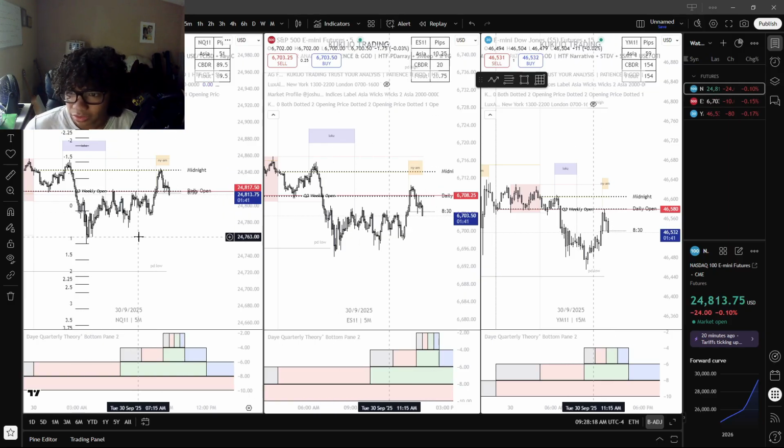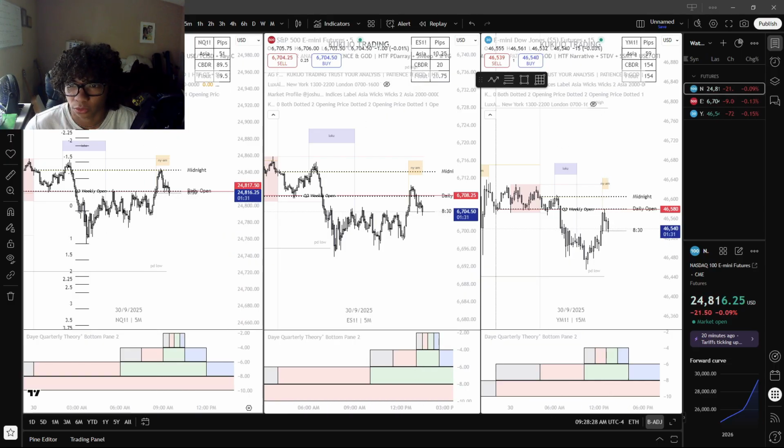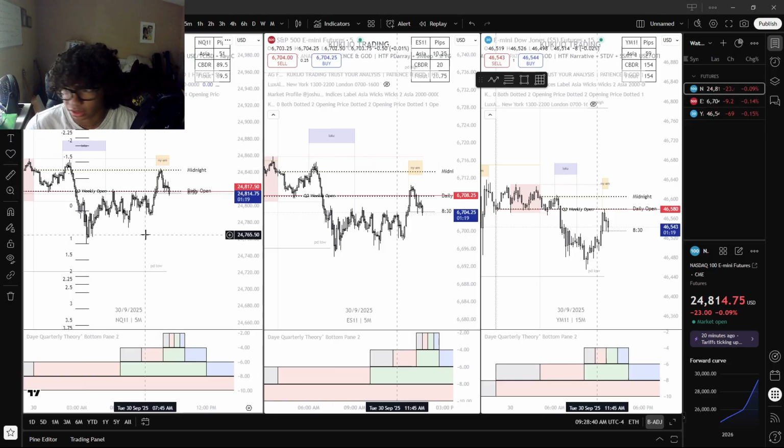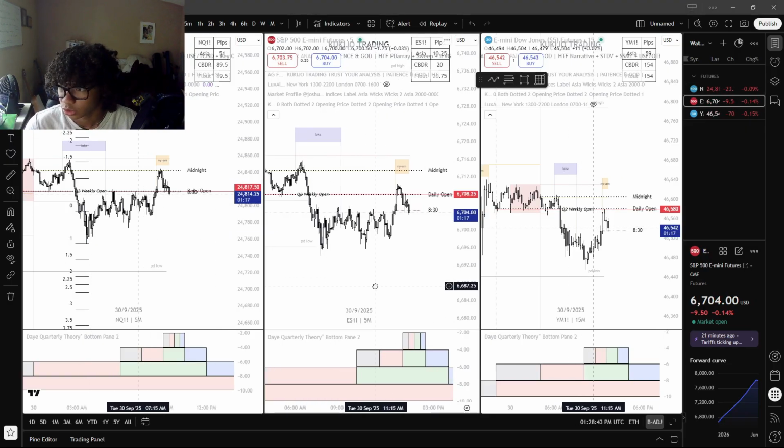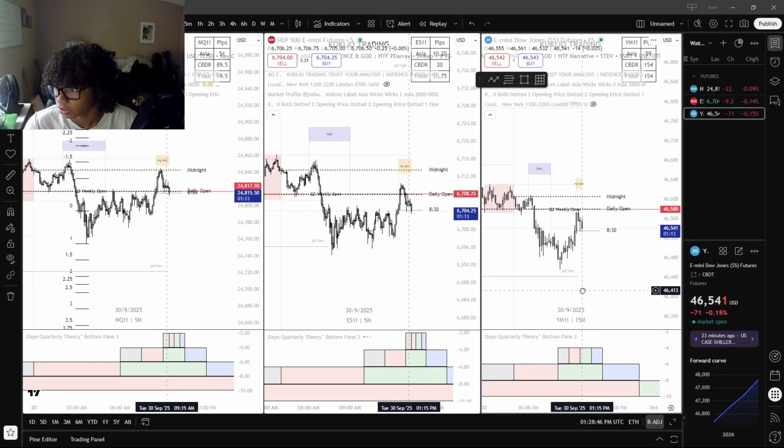But the standard deviation leg is also unclear because I don't know the bias. So it's gonna be one of those days where I'm gonna have to wait for an SSMT before looking into the standard deviation, and I'll be using standard deviation more as a confluence rather than a set standard.